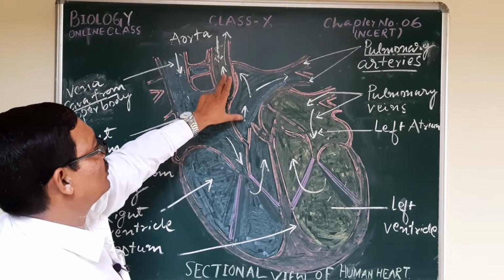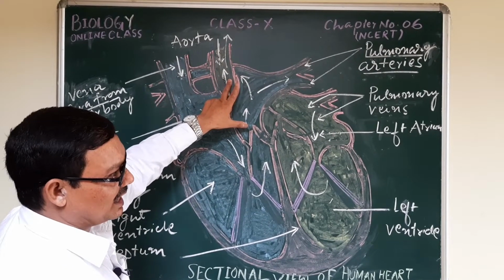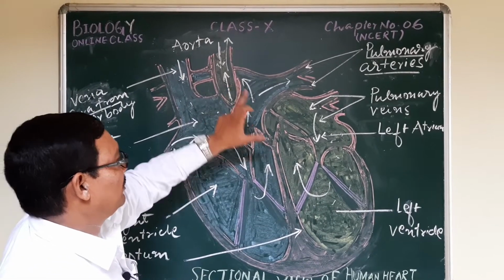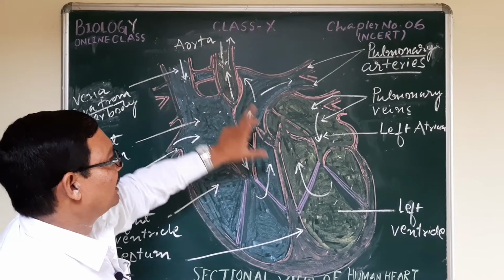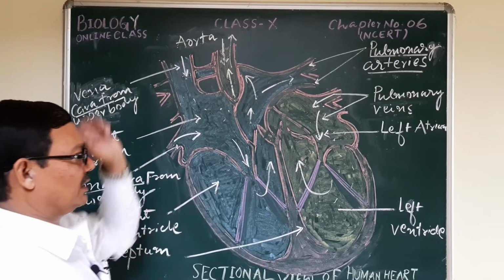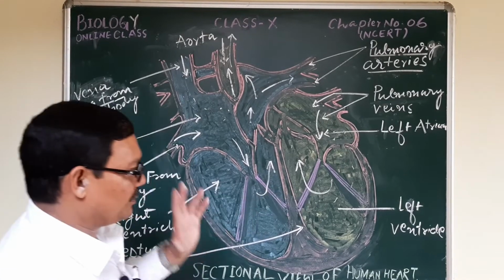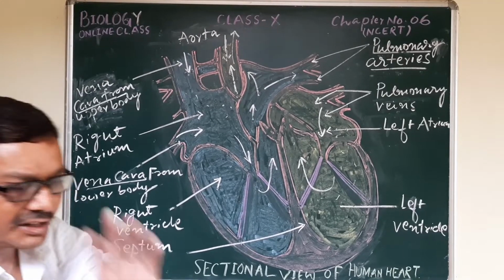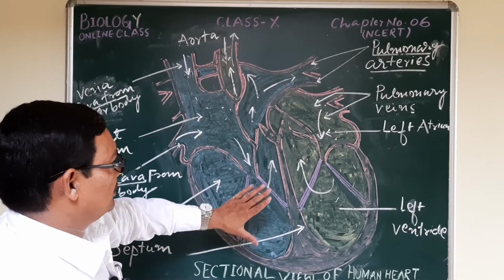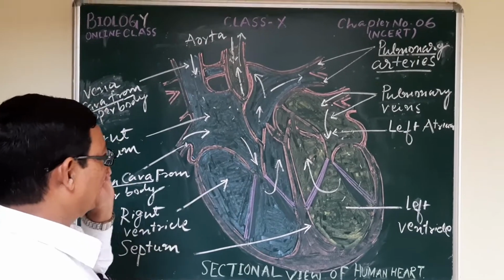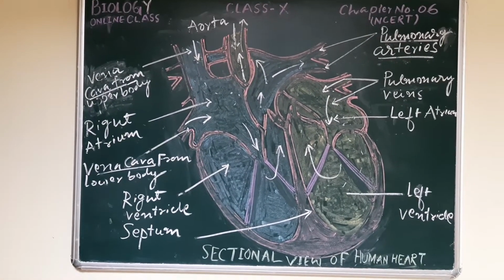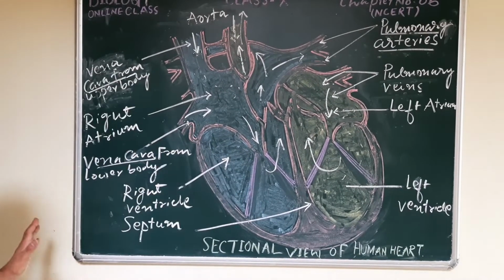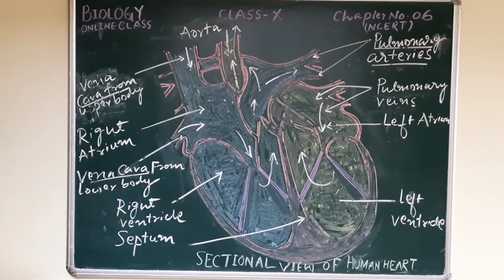And again here there is also a valve, that is the aortic valve. Between the aorta and the left ventricle there is a valve, the aortic valve. There is also the septum. I have explained and given an idea about the septum between the left auricle and right auricle, and between the left ventricle and right ventricle. In this way the course of blood circulation is completed.